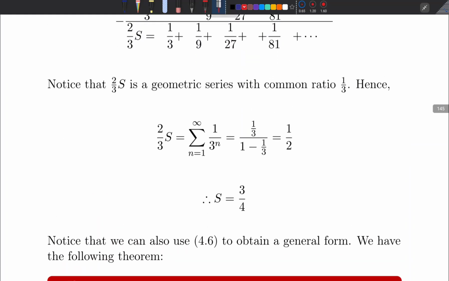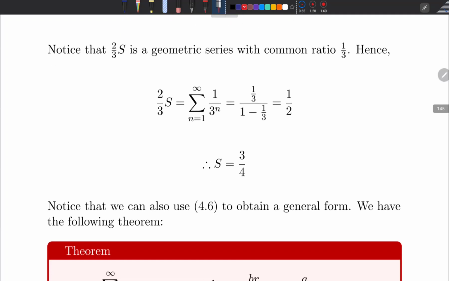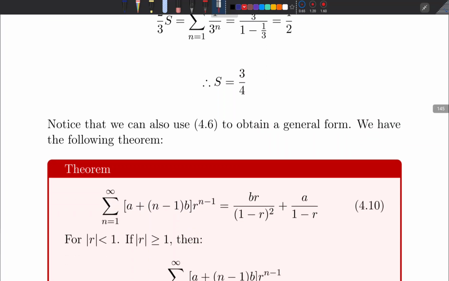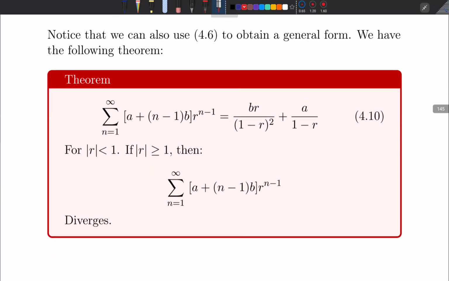Actually not 1 over 2, but we have 2 over 3 here as well. So we just have to multiply with 3 and divide with 2 on both sides. That's going to give us s equals 3 over 4. I'm sorry about the 1 over 2. Okay, and now we have this.